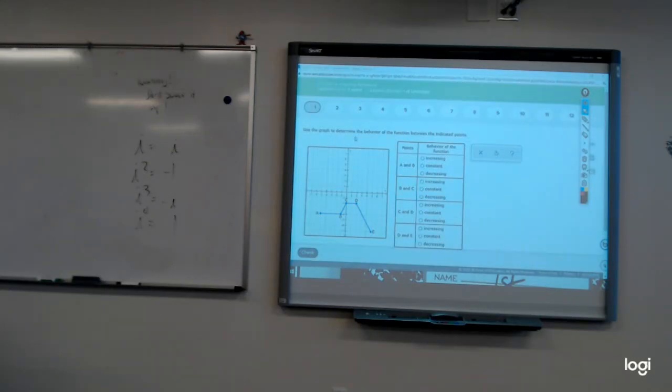Use the graph to determine the behavior of the function between the indicated points. We've got increasing, constant, and decreasing. So you're saying in between A and B it's constant. B and C, how do you know it's increasing? Because we read from left to right. Okay, so C and D, and D. All right, so is that uber friendly? Yes. All right, uber friendly.